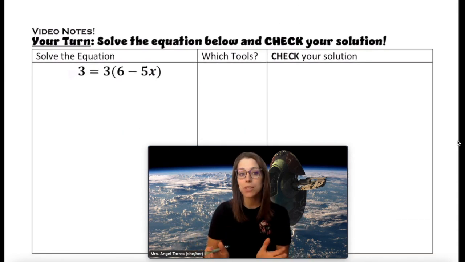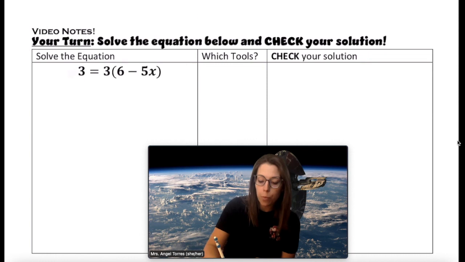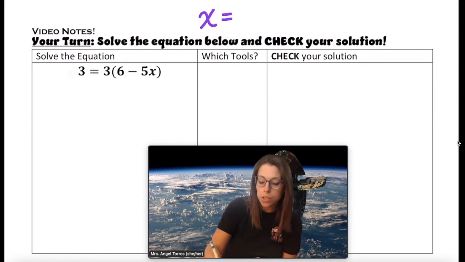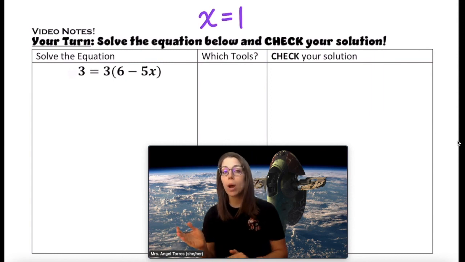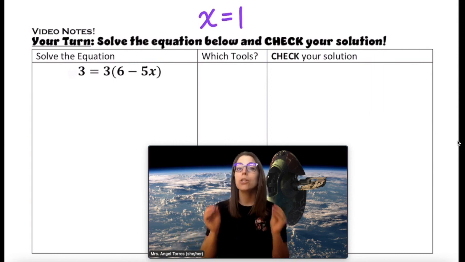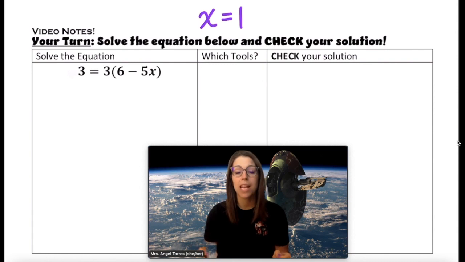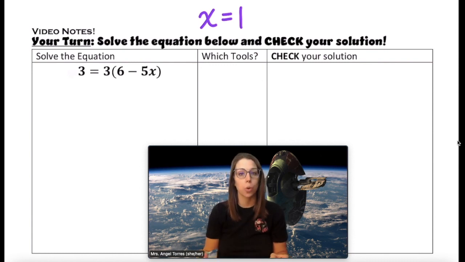Now, I'm not going to solve this equation with you. However, I will tell you that the solution to the equation is x equals 1. So no matter if you use division property or distributive property, you should end up with x equals 1. And if you do, you know that you did your work correctly.